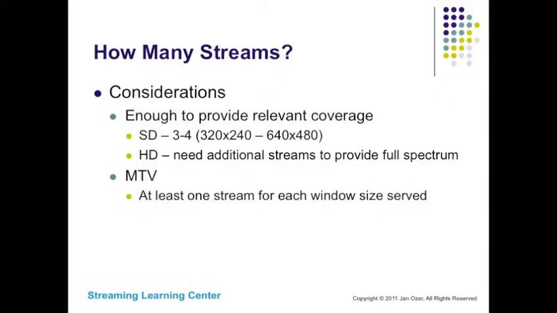So choice one is how many streams do you need? And at a high level, you want relevant coverage. You want to produce enough streams so that every level that you're serving gets a decent quality iteration. If you're starting with SD, 3 to 4 streams is typically necessary. I've done some SD projects where we had 3 streams. They were all encoded at 640 by 480 because the video window didn't change, and we were done with it. It was a pretty easy situation.